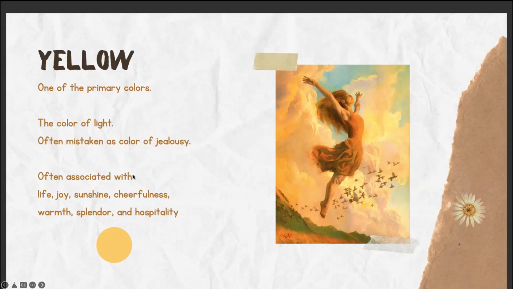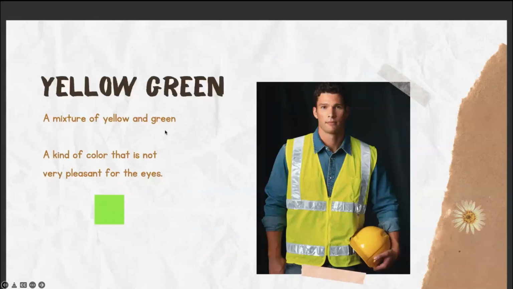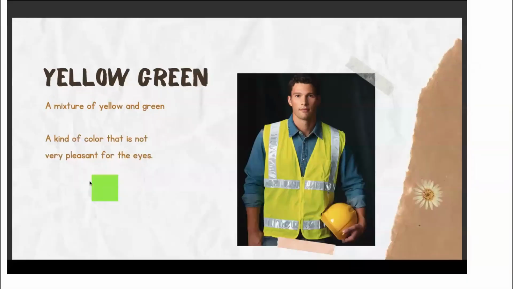Okay, so next is yellow-green. It's a mixture of yellow and green, so this one is more of an intermediate color because you combine a primary and a secondary color. It's a kind of color that's not very pleasant for the eyes, probably because of the shiny surface when you look at it. So it's hurting to the eyes, in a way. Also, it's a color appropriate for those with fair complexion, as mentioned in your module, and it makes one appear darker.